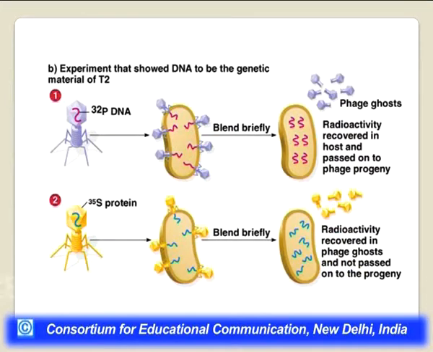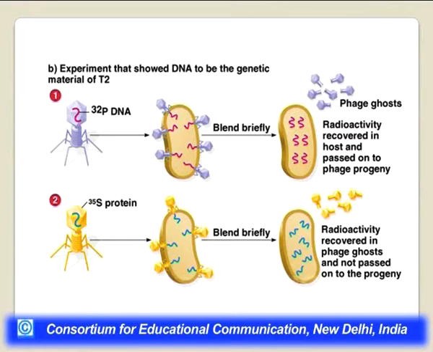Subsequently, they infected the bacteria with the radioactively labeled bacteriophages, and then they just blended it in a normal kitchen blender. That's why it's called the blender experiment. They blended it in a kitchen blender so that the bacteriophages which are attached to the bacteria are removed, and then they followed the radioactivity which is recovered in the host and passed on to the phage progeny.